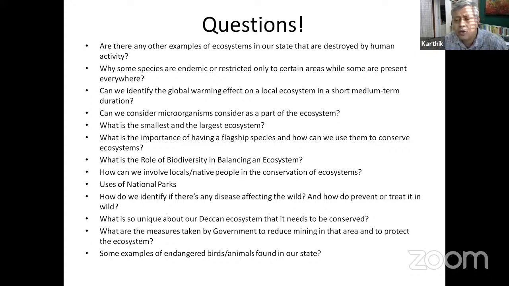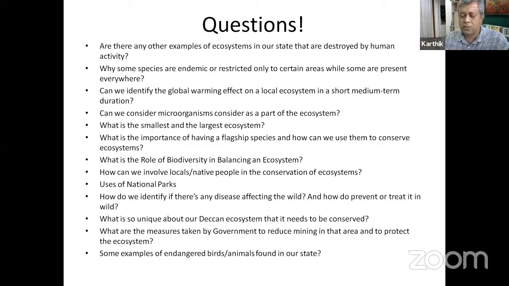Can we identify global warming effect on local ecosystem in a short, medium-term duration? Yes, in fact, our work looked at the impact of global warming on the yellow-throated bulbul. And we predict that some areas are going to be newly available for the species because there is going to be drying up of wet forests, and therefore the species will move up in the mountains in the Western Ghats. But it will lose areas in other places. The overall effect is loss.